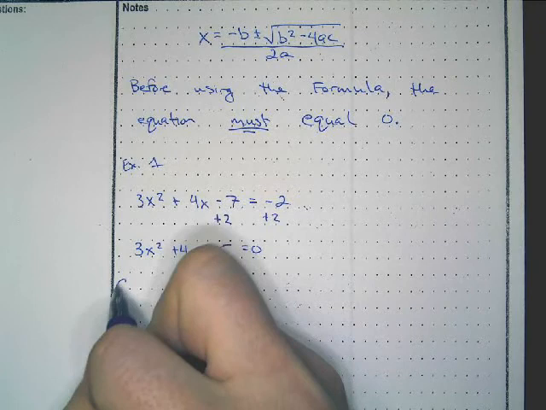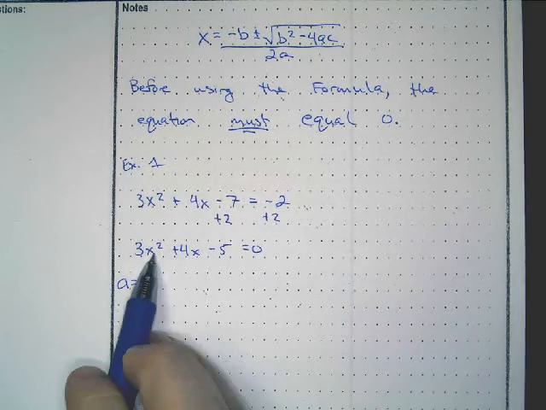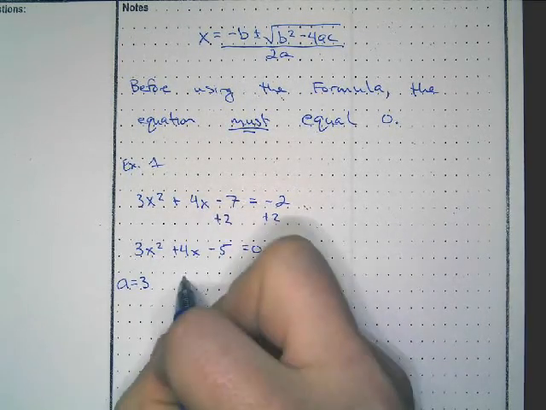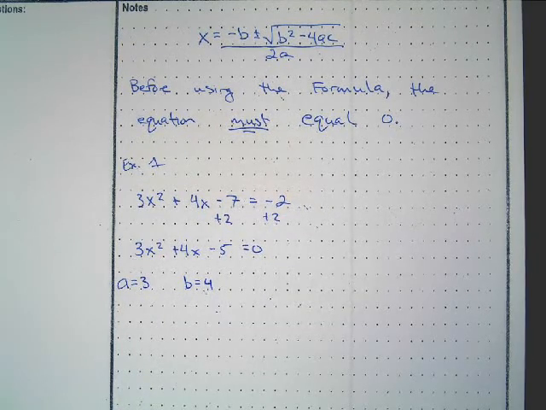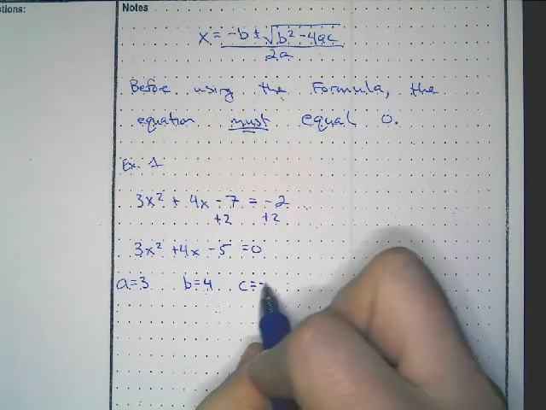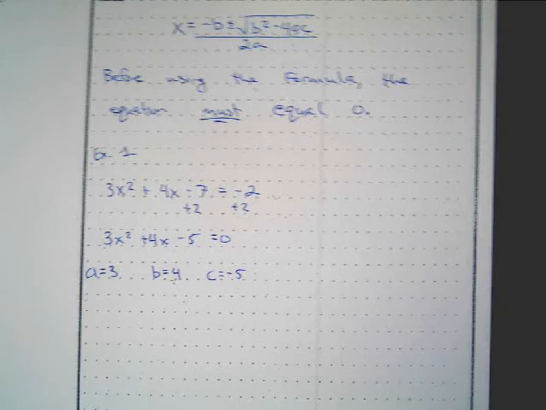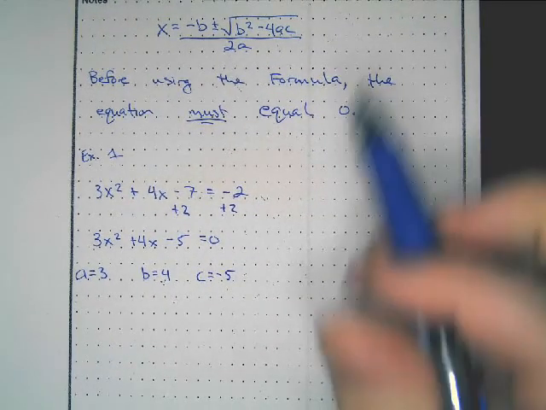Let's identify our pieces. We have a equals 3, my number in front of the x squared, b equals 4, and c equals negative 5. And we're going to plug into our formula.